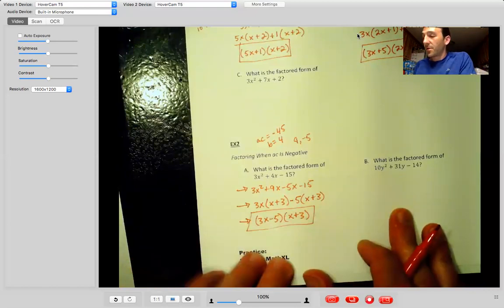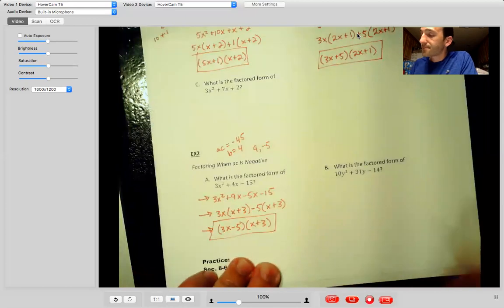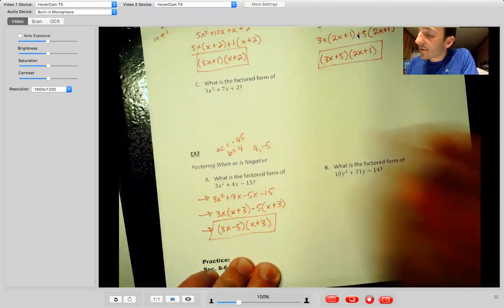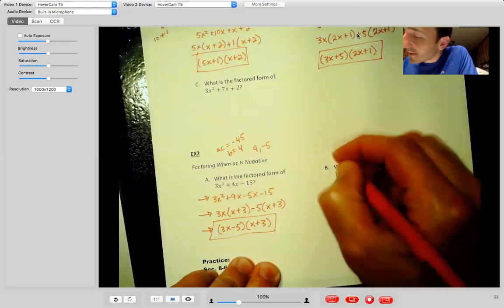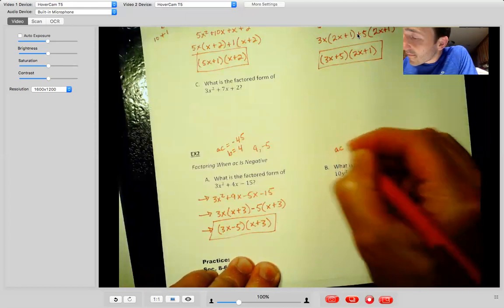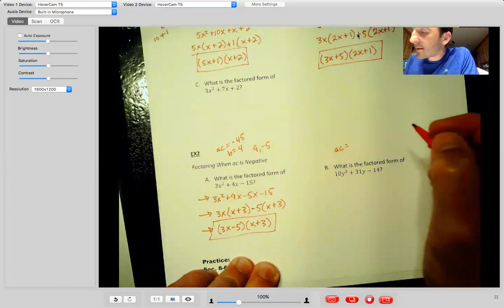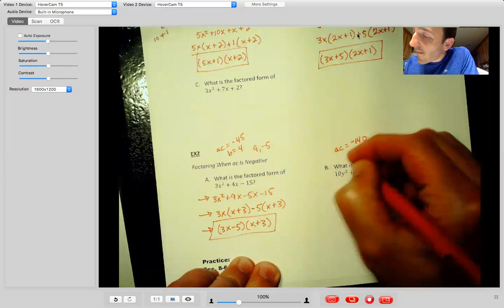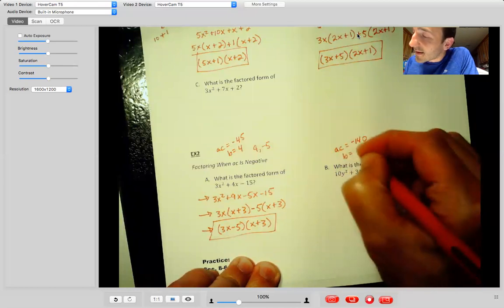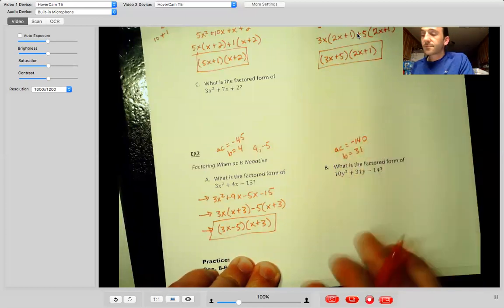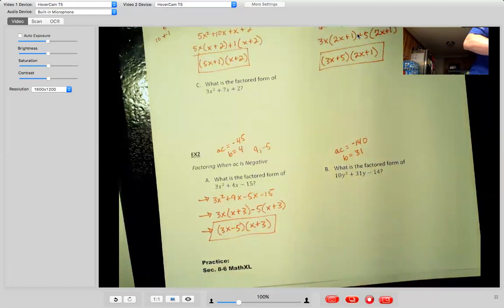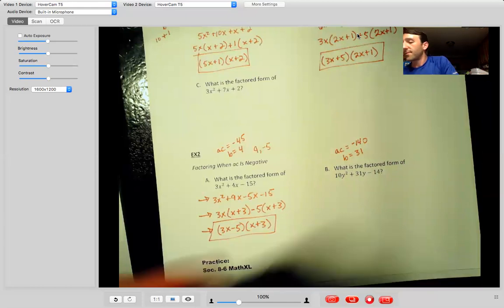All right, do one more like this. 10y squared plus 31y minus 14. So a little bit bigger numbers here. A times c, that's 10 times negative 14, which is negative 140. And b is 31. So this might be a good time to grab a calculator and let that do the computation for you.